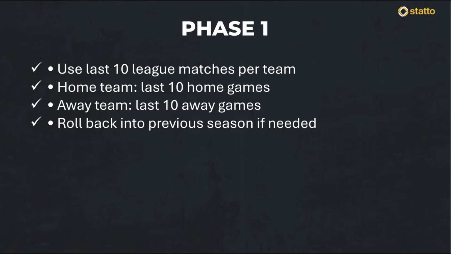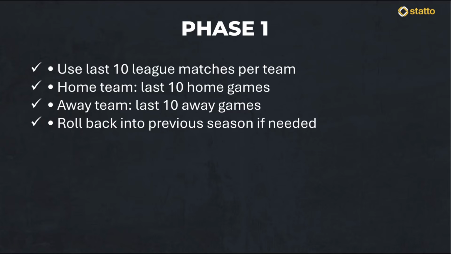How we approach this correctly is by using a strictly defined rolling form window of the last 10 league matches. But here is the professional secret. We split the form between home and away. For the home team, we only look at their last 10 matches played in front of their own fans. For the away team, we only look at their last 10 games on the road.